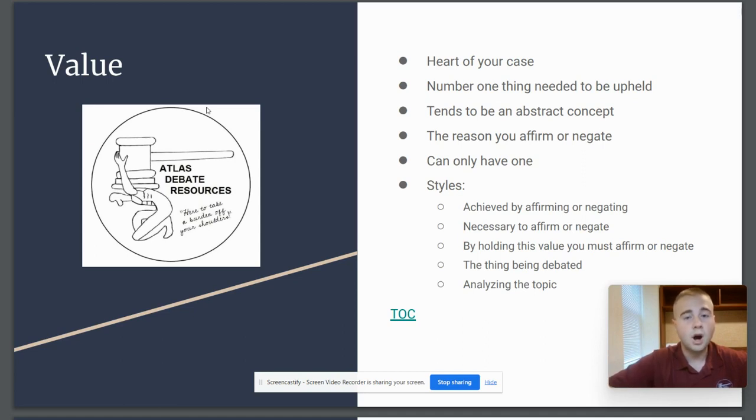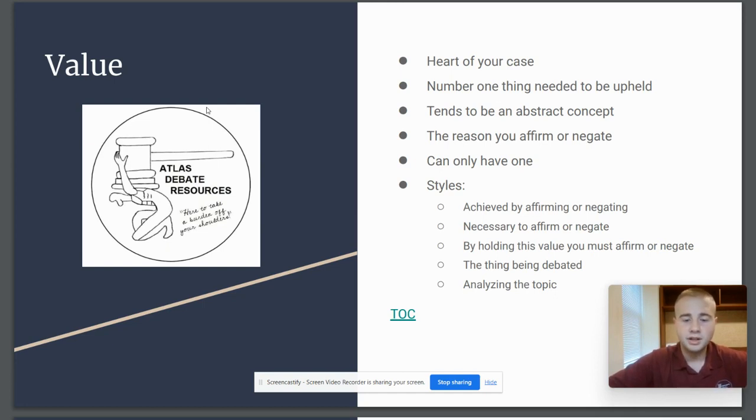You can't negate or affirm the resolution if you drop your value because, like I say a couple points down, the value is why you affirm or negate, and because of that, it tends to be an abstract concept, something like justice or generosity, things like that. I know you're kind of thinking, "Oh, this is a lot of terms. What exactly do you mean? This is why we affirm or negate. It has to be an abstract concept."